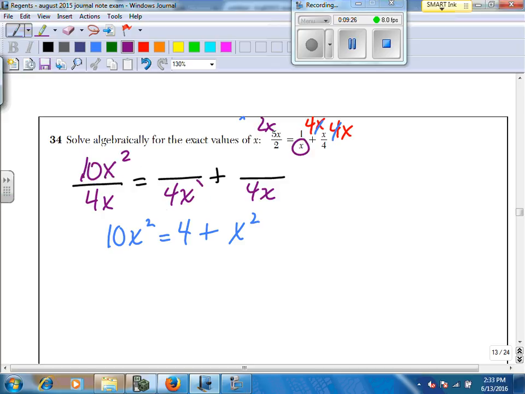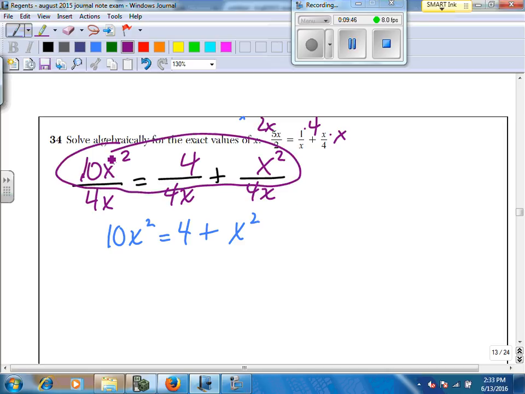From here to here, we multiplied by 4. So we'd have to multiply this by 4. 1 times 4 is 4. That's where that came from. And from here to here, we multiplied by x. So we have to multiply that by x. That's where the x squared came from. Okay, so either way, either do it this way or just multiply by the common denominator.